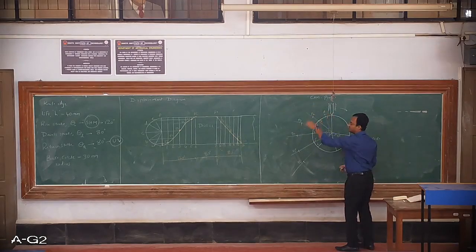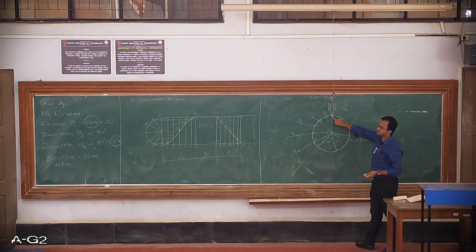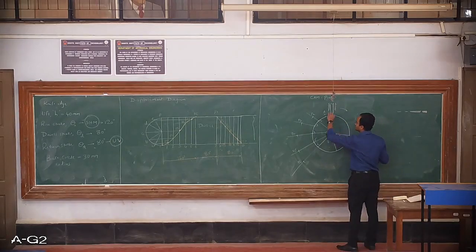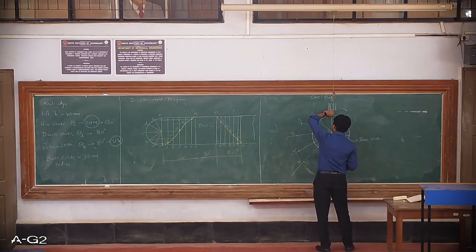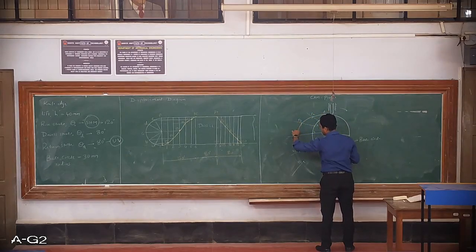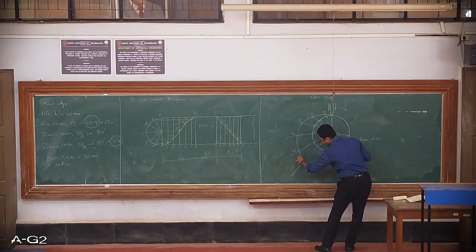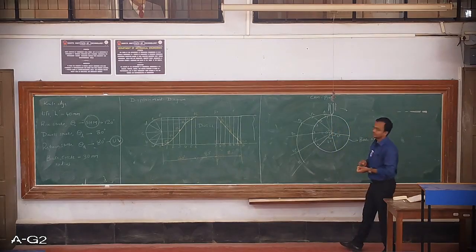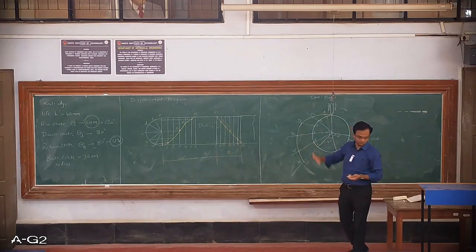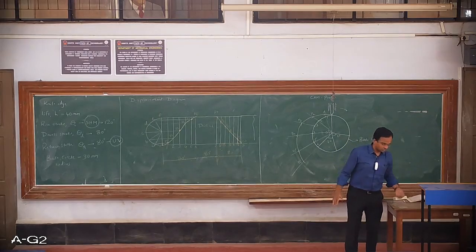So once you get these position points from the displacement diagram to the cam profile, all you have to do is join them again with a smooth curve starting from the 0 point. So from 0 I will go to P1, P2, P3, P4, P5 and P6. A very smooth freehand curve has to be drawn over here.